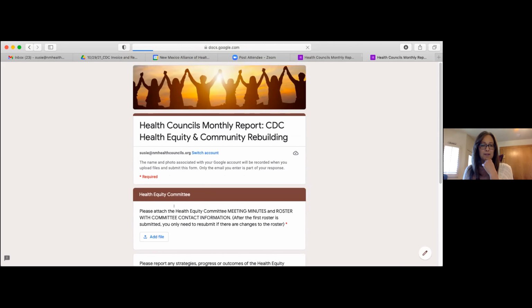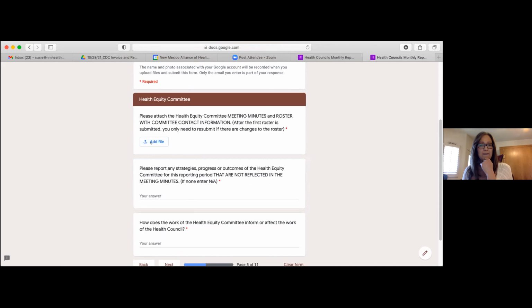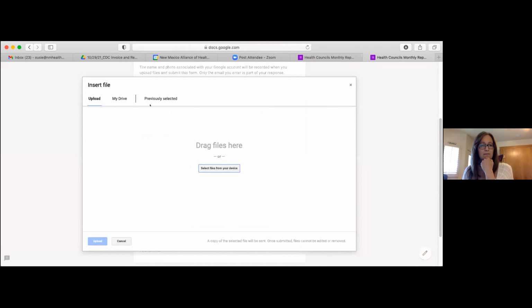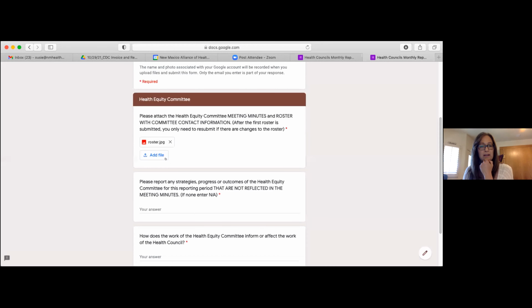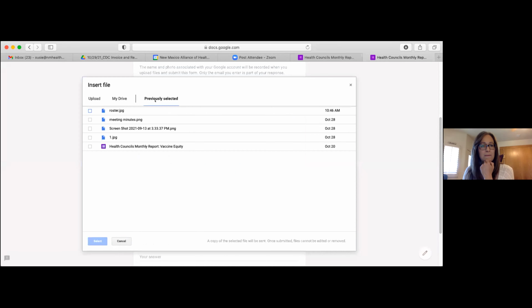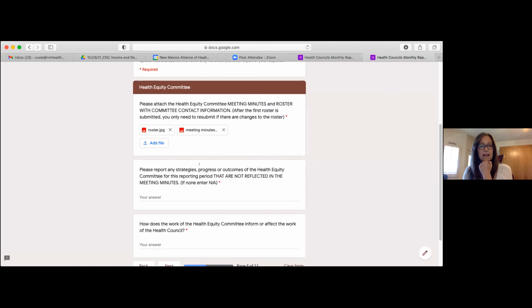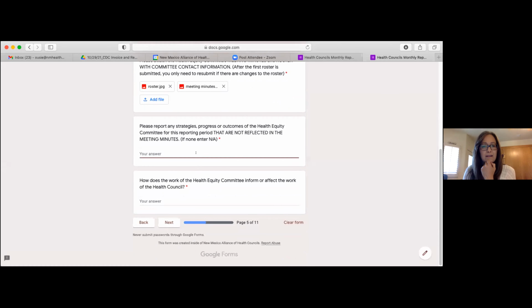Here, just for the sake of an example, I'm going to add a file. So this is where you would put in your Health Equity Committee meeting minutes and roster. So I've done just a little sample here. Here's my roster. I can add my second file. Your computer, of course, might look different. So there are my items. Okay, and here are the additional that weren't included in the meeting minutes. For example, if I had my PDF version and I didn't want to redo that whole thing, here's where I would add my extra strategies that I had.